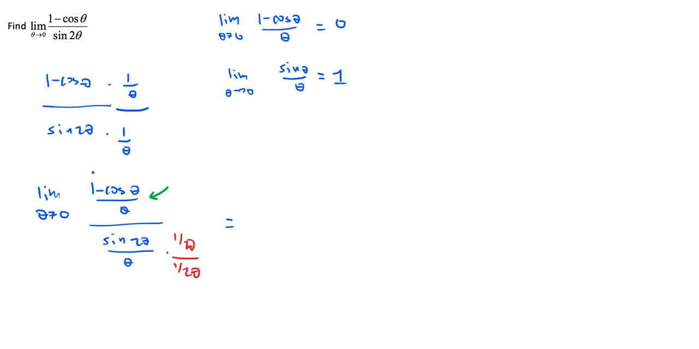We still have the limit as theta approaches 0. We still have 1 minus cosine theta over theta. That's good though, because we actually know what this is. That's just equal to 0. But notice what happens here. We get sine of 2 theta over 2 theta, all of that divided by theta over 2 theta. And of course, based on the limit laws, we can take the limit of each one.